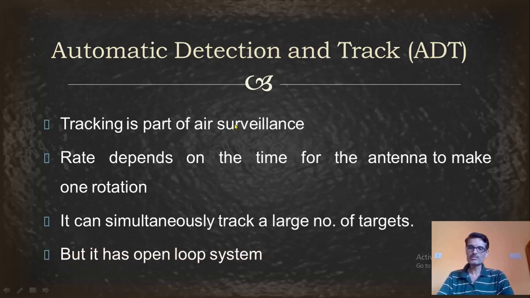Before going to the next one, one more difference here is that it is an open loop system. That means it is not closed loop. STT is closed loop. So in this type of radar, the processed data or the tracking data that we get is not used to change the direction of the antenna in the target's direction, as in the case of STT.